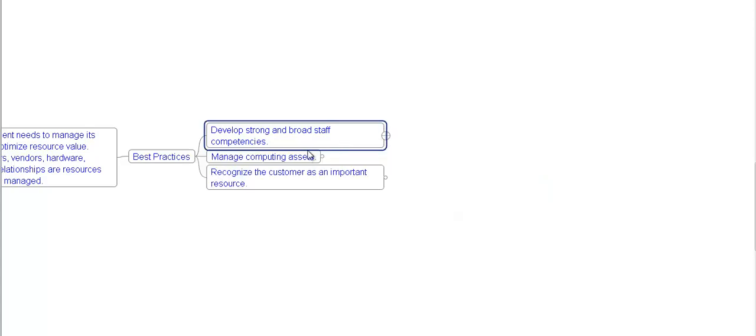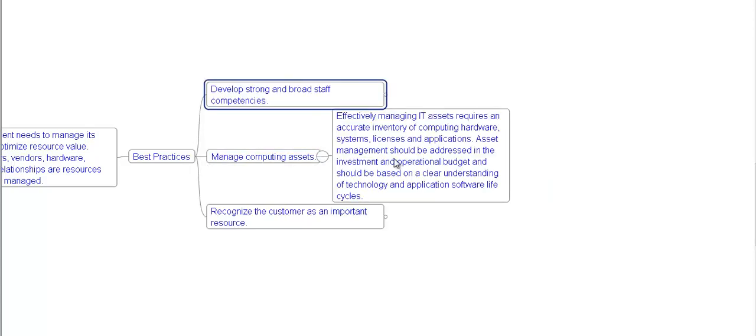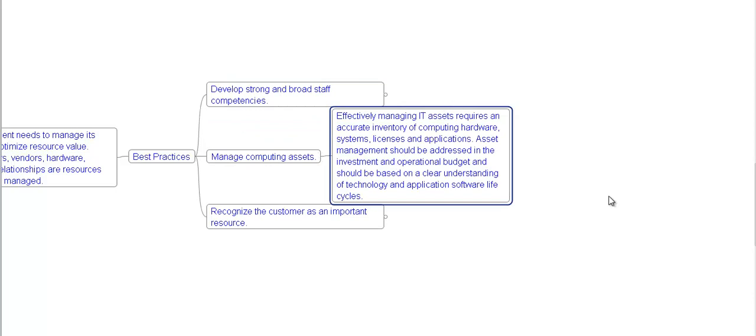Manage computing assets. Effectively managing IT assets requires an accurate inventory of computing hardware, systems, licenses, and applications. Asset management should be addressed in the investment and operational budgets and should be based on a clear understanding of technology and application software life cycles.